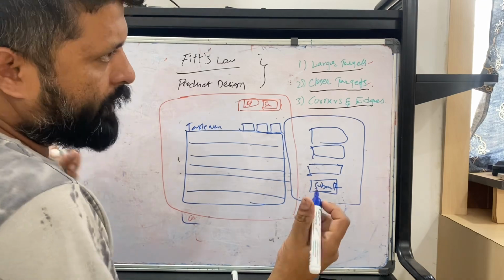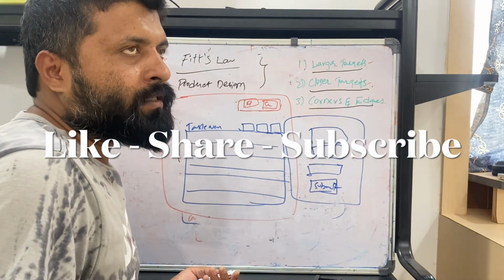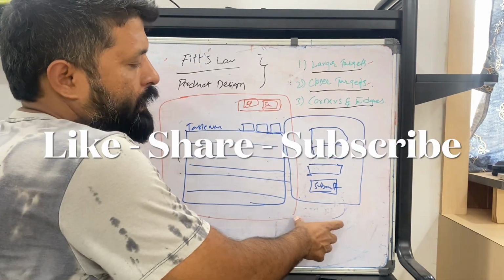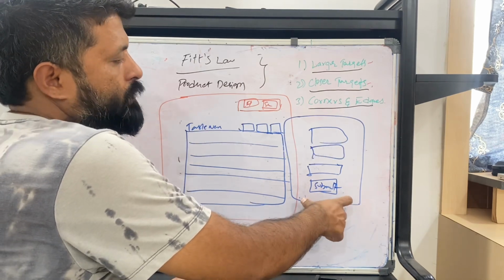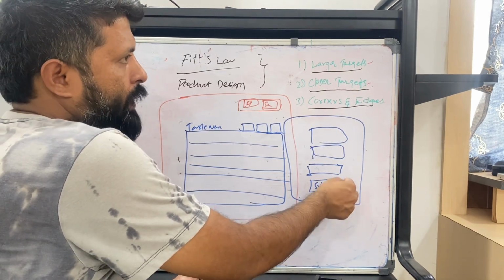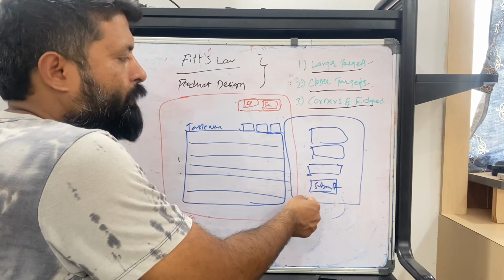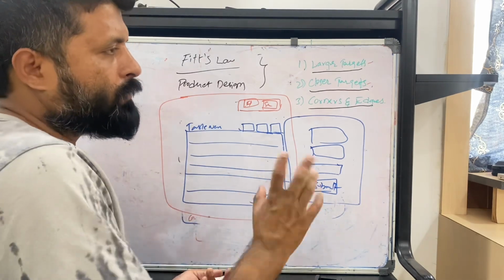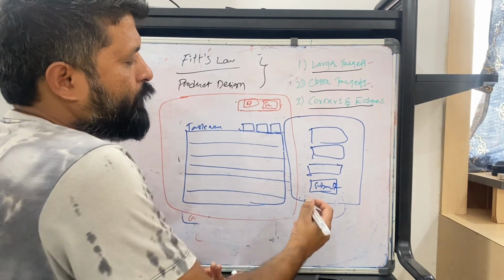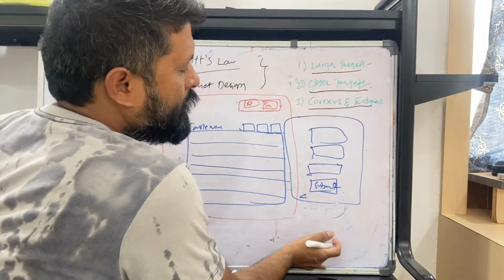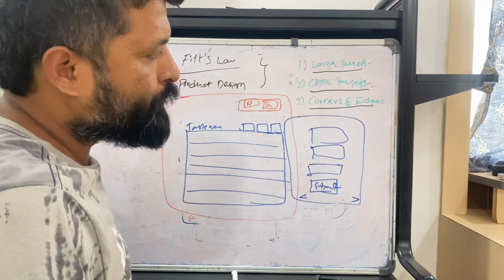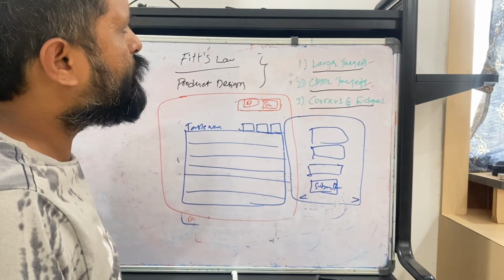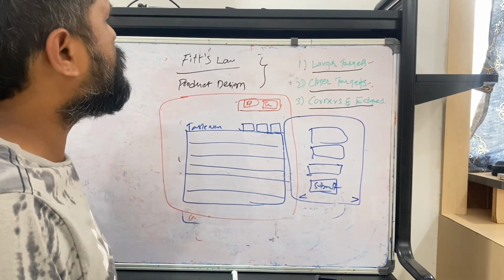Corners and edges, for example, there are next and previous buttons in the forms, which should be, as I said, sticky at the bottom. For next you use the right corner, and for back you use the left corner, so that the user will not be confused. By clicking on left he will go back, by clicking on right he will go to the next step. These things we should follow while creating any application design.